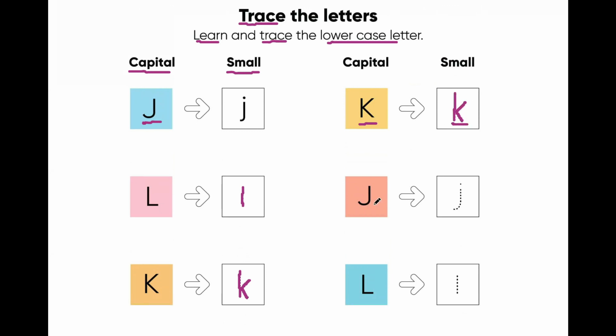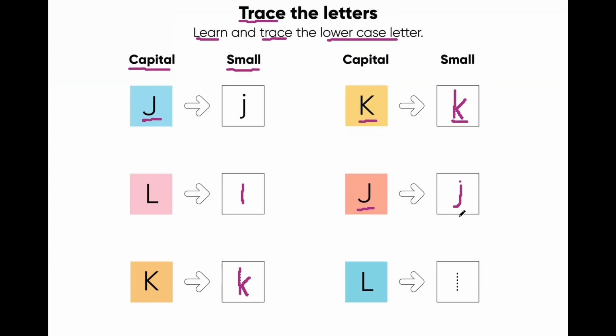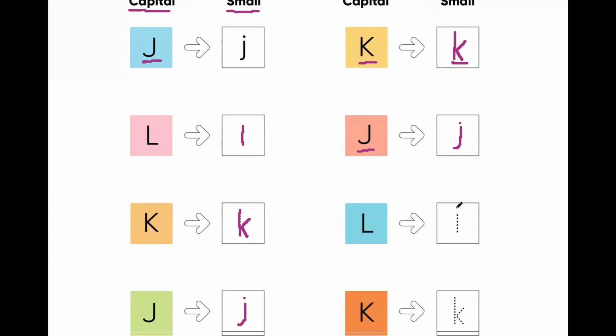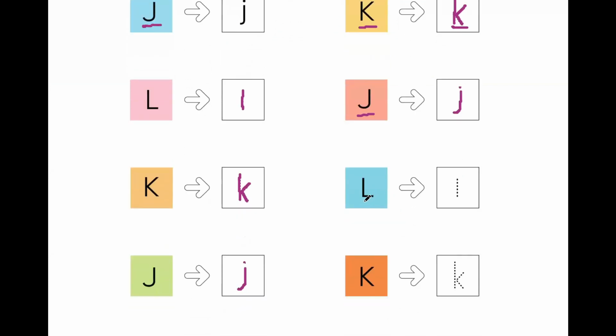Now let's move towards the second row. Here we got the uppercase letter J, and after the arrowhead we got the small letter J. Start from this point and now make a round curve to complete the tracing of the lowercase letter J and put a dot over here to complete the tracing of this. Now here we got the uppercase letter L that is converted into the lowercase letter L. So for that, we would start from this point and then stretch the line in the downward direction.